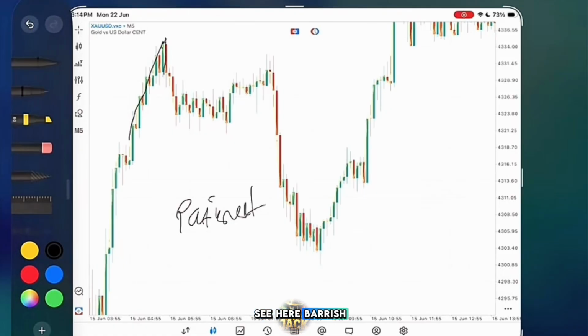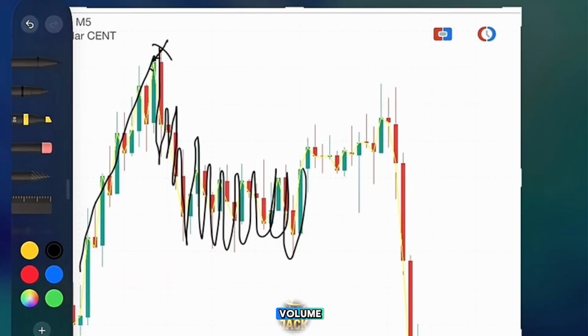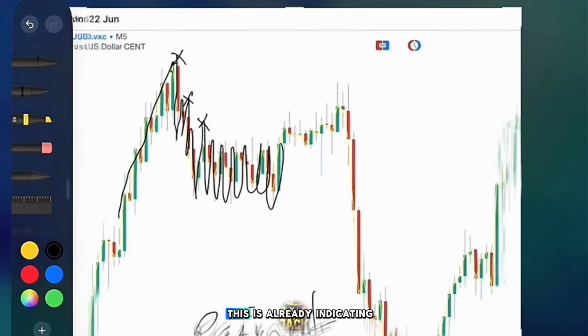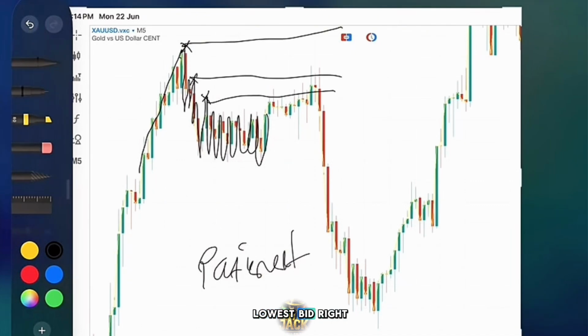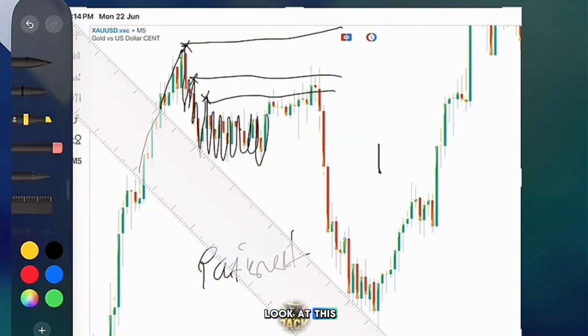See here, bearish. It came here, down, down, sideways. So here we already have 1 sell volume, 2 sell volume, 3 sell volume. This is already indicating a seller move, a bearish move. This is the highest bid, this is the lower bid, here's the even lower bid. Now, I want you guys to look at this.